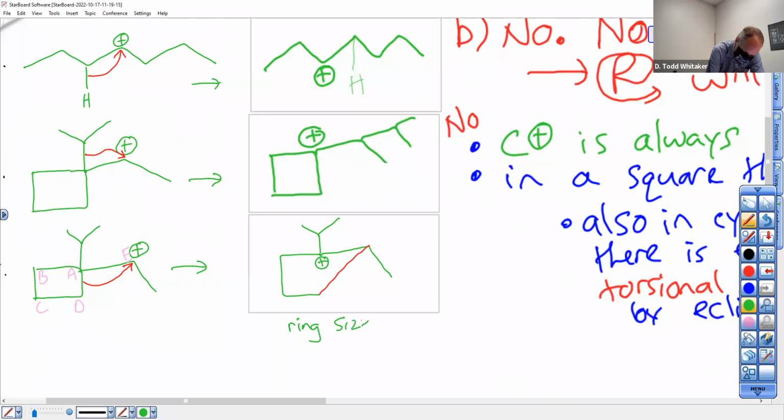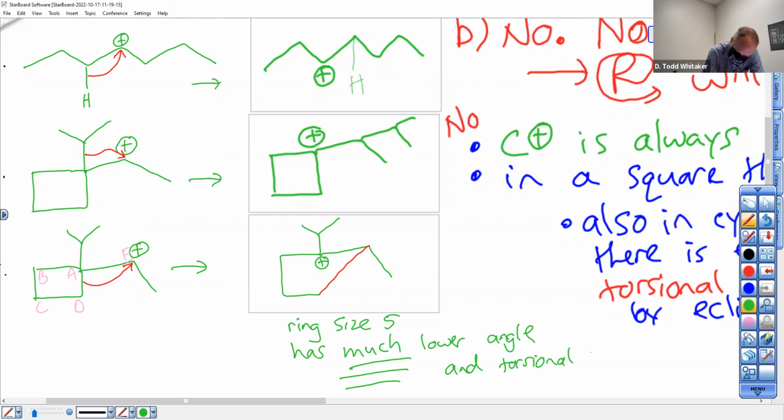Ring size 5 has much lower angle and torsional strain. So it's not just about what degree is your carbocation, it's rings too. So what are the two strained rings? We spent no time on it last time, and most semesters I do. You probably watched videos where I did spend time on it. And I talked about strain, angle, and torsional. And I talked about how to reduce it by making the ring bigger.